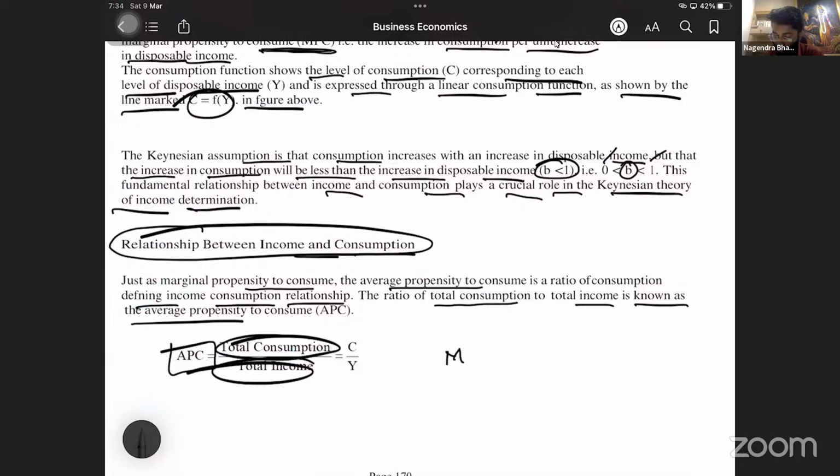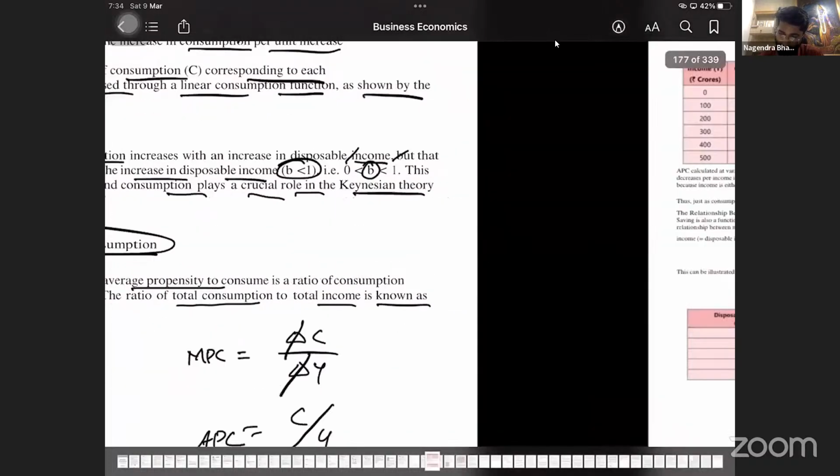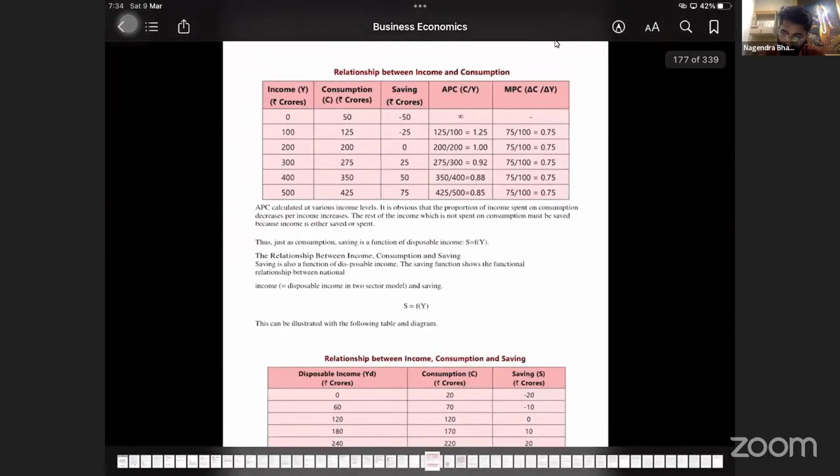See, what is MPC? How to calculate MPC? Delta C divided by delta Y. Change in consumption divided by change in income. Now, delta gets cancelled, that means C divided by Y. No, it's not like that. Mathematically, delta you cannot cancel. I'm so sorry, I just gave you one idea. Delta will not get cancelled. APC is C divided by Y, consumption divided by income. If you see here, you get one proper understanding.